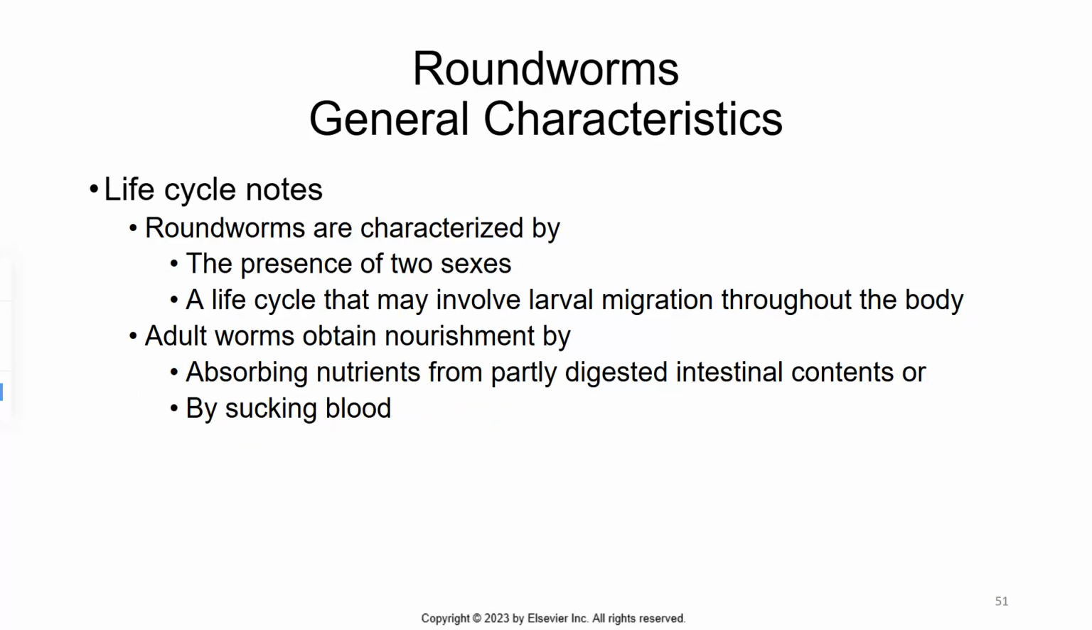Roundworms are characterized by the presence of two sexes and a life cycle that may involve larval migration through the body. Adult worms obtain nourishment by absorbing nutrients from partially digested intestinal contents or by sucking blood.